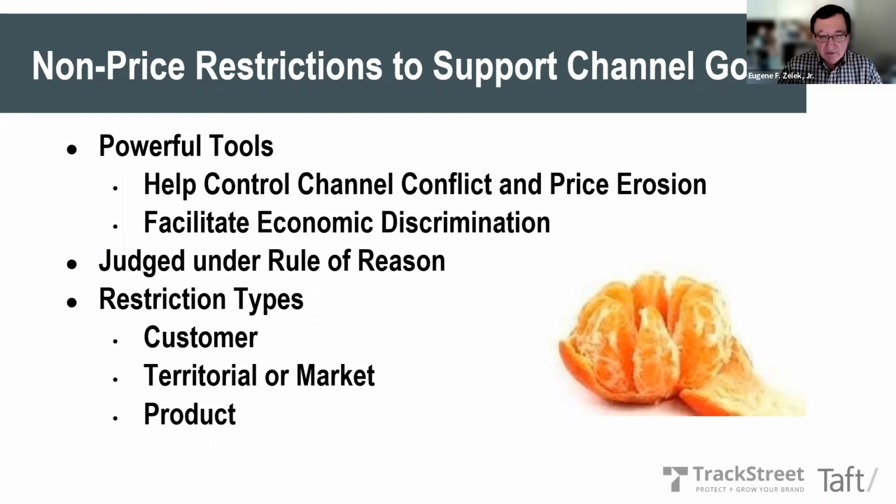All of these are judged under the rule of reason, are very low risk, and the restriction types are customer, territorial or market, or product. So for example, it is generally lawful to tell a reseller who they can sell to and who they can't, where they can sell or where they can't, and what they can sell and what they can't. So you can restrict the kind of products that you make available to them. You can tell them to only sell to certain kinds of customers. You may confine them to a territory, which could be geographic, or you could also confine them or ban them from selling online, or they're only allowed to sell online. So these are very powerful things that can be brought to bear.